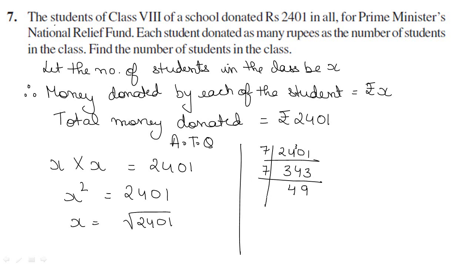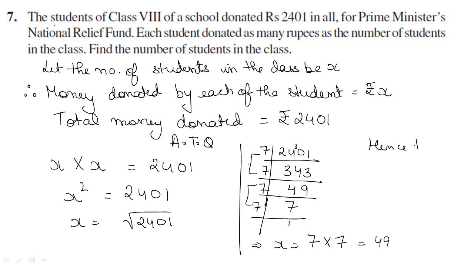This implies x is equal to, let's make the pairs. So 7 into 7, which means 49. You need to write the statement at the end that hence there are 49 students in the class. That means how much money did each child donate? 49 rupees.